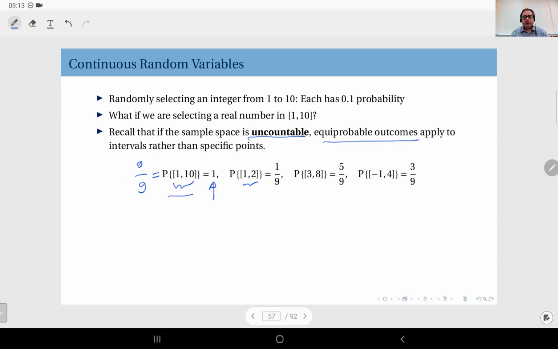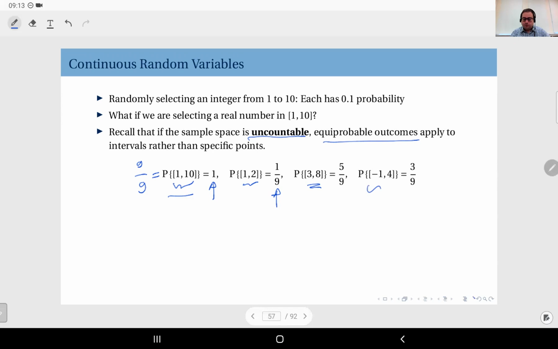Therefore, a unit length of interval will correspond to a probability of 1 over 9. So whatever the length of the interval, if you multiply it by 1 over 9 in this example, you will get the probability of this interval. For instance, the interval from 3 to 8 has a length of 5, which means the probability of the outcome being in this interval is 5 over 9.